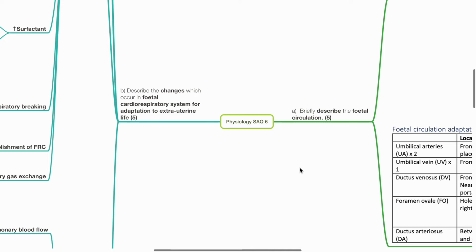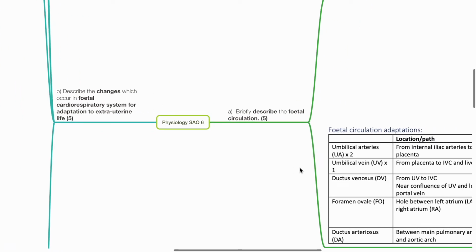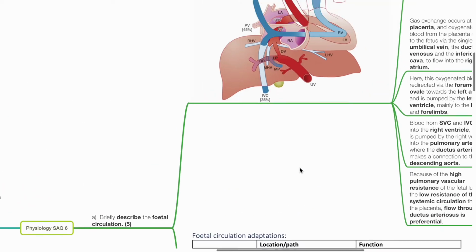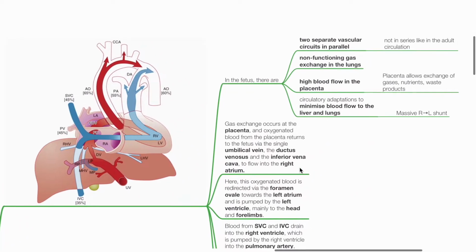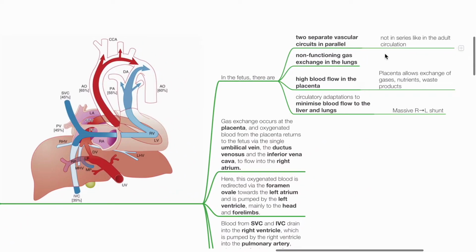Physiology SAQ 6. A. Briefly describe the fetal circulation, 5 marks. In the fetus, there are two separate vascular circuits in parallel, not in series like in the adult circulation. Non-functioning gas exchange in the lungs, high blood flow in the placenta. Placenta allows exchange of gases, nutrients, and waste products.